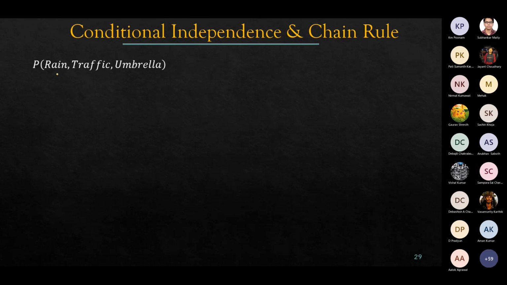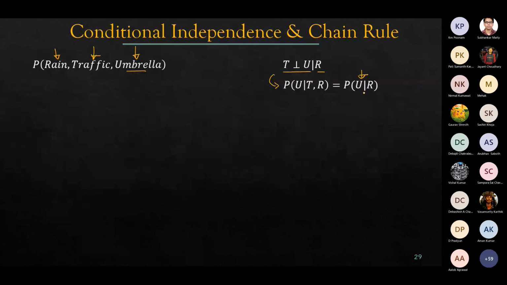So let us take this example: rain, traffic, umbrella. So there is rain or not, there is high traffic or not, and whether people are using an umbrella or not. So we can say that traffic and umbrella are conditionally independent of each other given rain, right? And from this, we can follow that the probability that people bring out an umbrella given there is traffic and rain is only dependent on whether there is rain or not. It is not dependent on traffic, right?